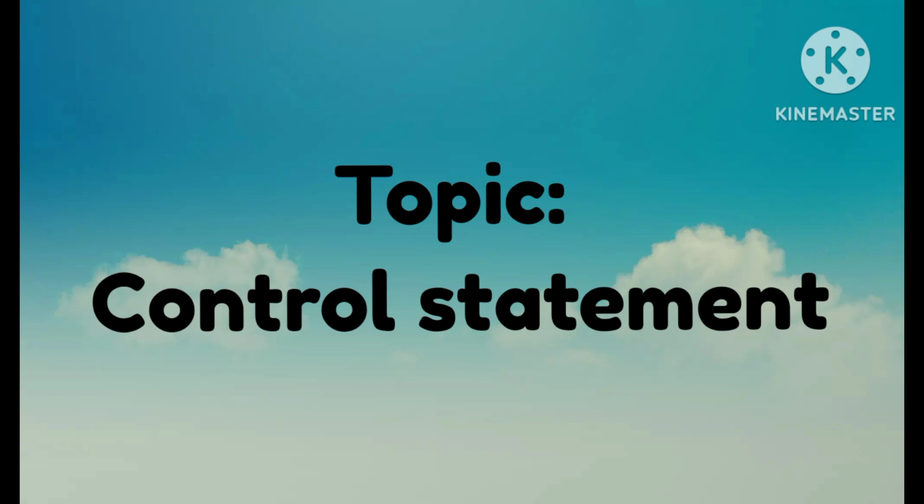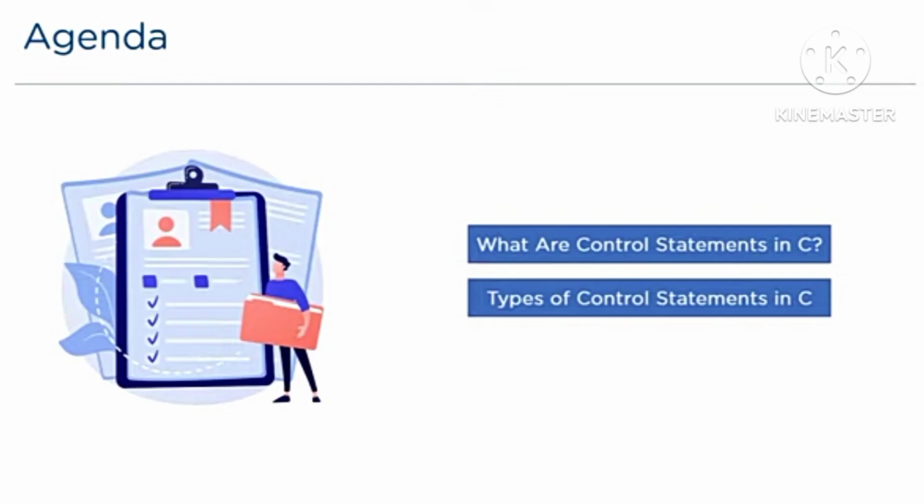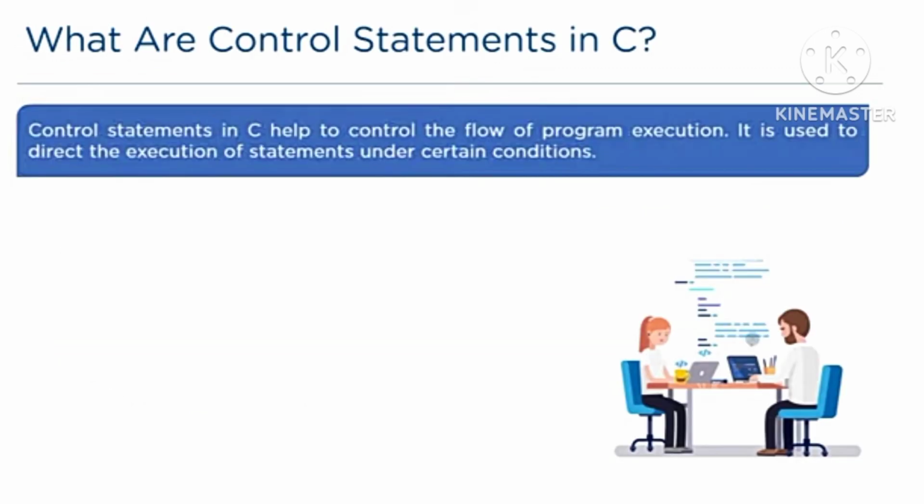Today my topic is control statements in the C programming language. First, what are control statements in C, and what are the types of control statements in C? Control statements in C help to control the flow of program execution. They are used to direct the execution of statements under certain conditions.